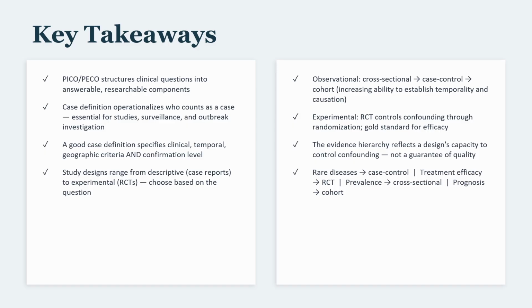The evidence hierarchy organizes designs by their capacity to control confounding, with RCTs and systematic reviews at the top. But a poorly executed RCT may be weaker evidence than a well-executed cohort study, and in veterinary medicine, RCT evidence is often unavailable. Learning to critically appraise the best available evidence, whatever the design, is the essential skill. In the next talk, we cover validity in depth, internal and external, and the closely related concepts of sampling and representativeness that determine whether a study's findings can be trusted and applied.